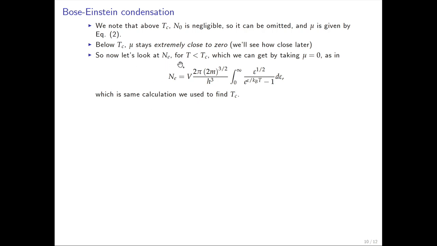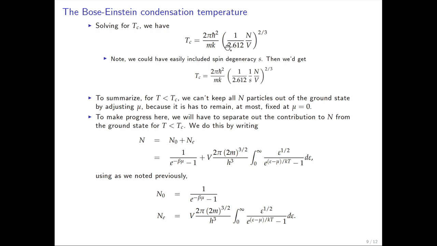So now let's look at the number in the excited state for some T less than T_C, which we can get by taking mu equals 0 in this expression, because mu below T_C is extremely close to 0. And so again, we have this expression, now with T some arbitrary value, and we have all these constants. It's really the same calculation we used to find T_C by wanting this to be the total number of particles. But now we're going to say it's the number in the excited state, and it depends on temperature. Basically, we could work this out and see how the number in excited states depends on T and T_C. Well, if you remember what T_C is, it's this factor here, right?